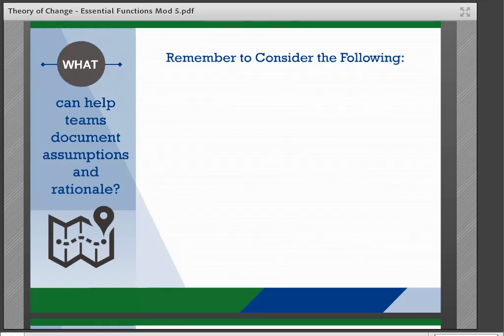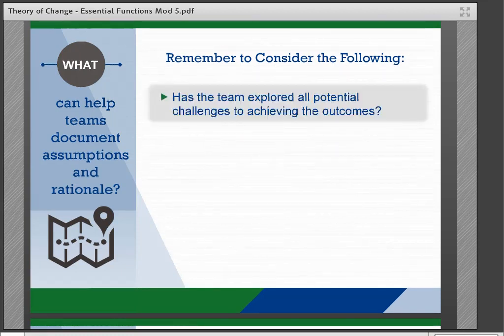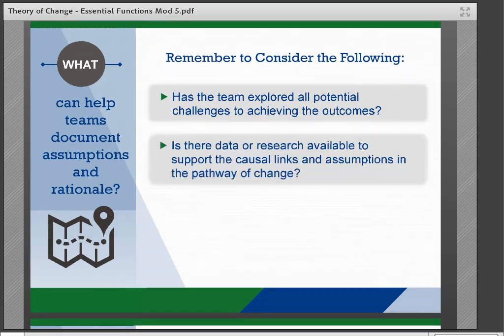When teams document their assumptions and rationale for the theory of change, it may be useful to consider the following questions. Has the team explored all of the potential challenges that might prevent them from achieving the causal links in the theory and the overall long-term outcome? For example, has the team considered all of their available resources, any existing or necessary legislative requirements, or other barriers? Has the team investigated the data and looked for additional research that supports their assumptions and rationale in the theory of change? Supporting data and research will strengthen the theory, especially for external stakeholders.